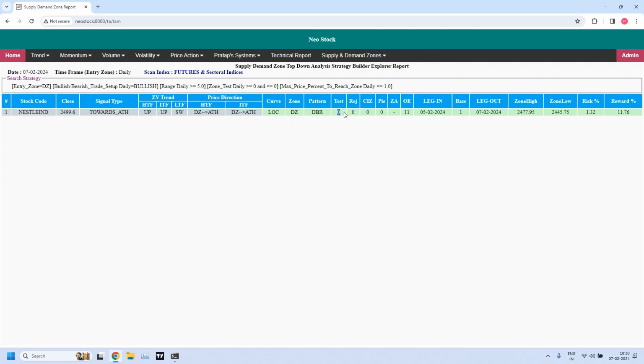See here, the test count is 0. It is a fresh zone. The ITF trend is uptrend, the HTF trend is uptrend, but the LTF trend is sideways. Why is it sideways? You need to observe carefully. And it is low on the curve. And prices are moving from monthly demand zone to all-time high and weekly demand zone to all-time high. It is an all-time high stock. Even in the daily time frame, it is an all-time high demand zone. That's why it is not having a supply zone. Okay, we have one stock.